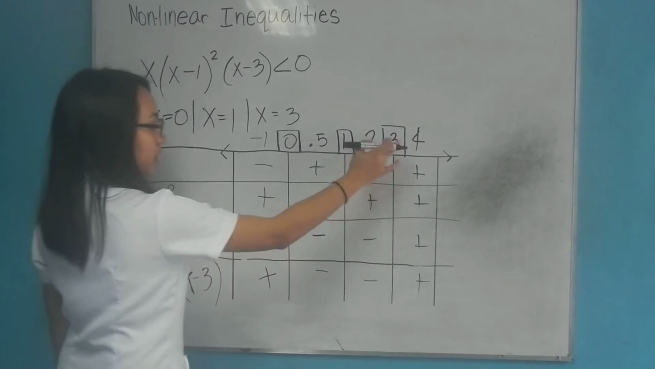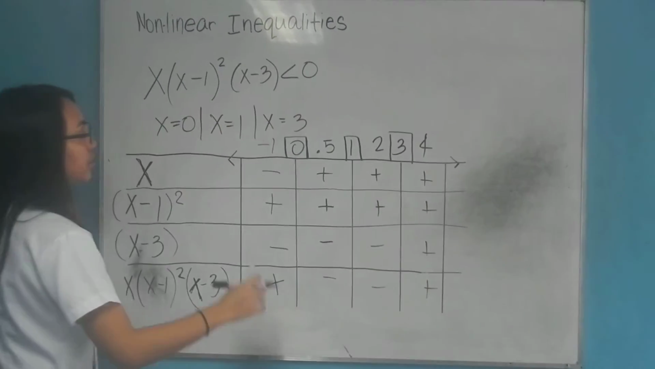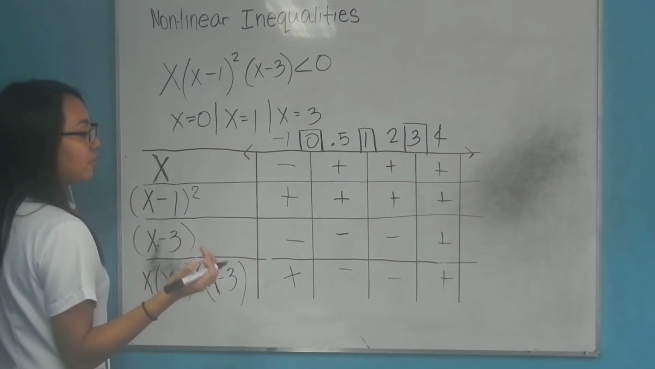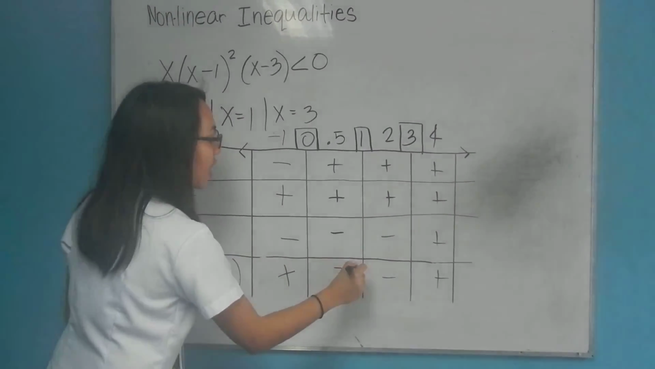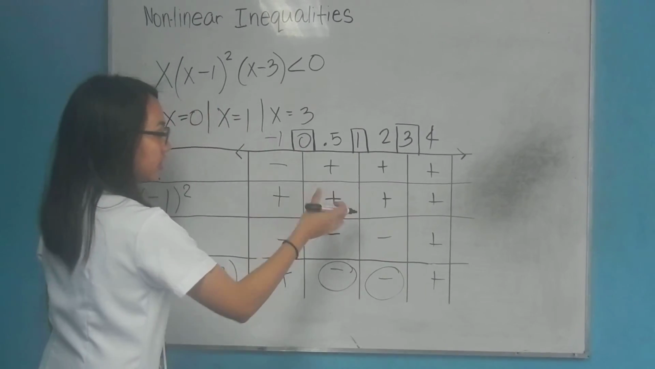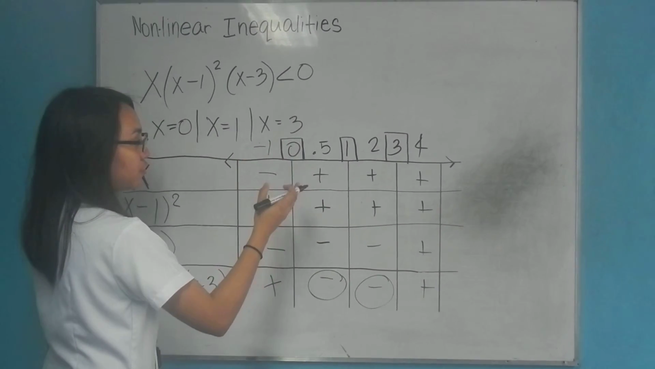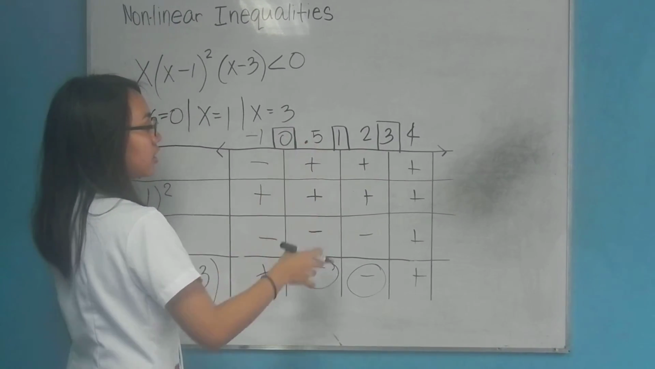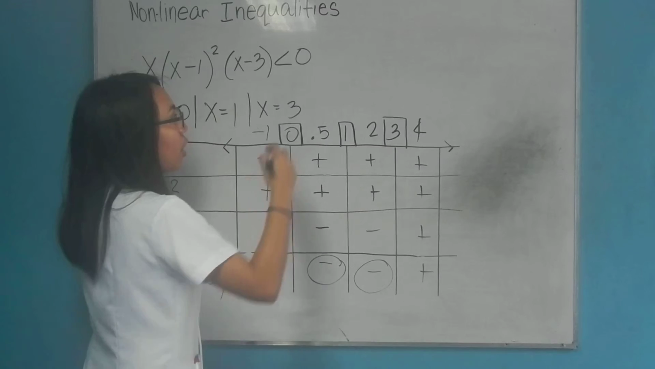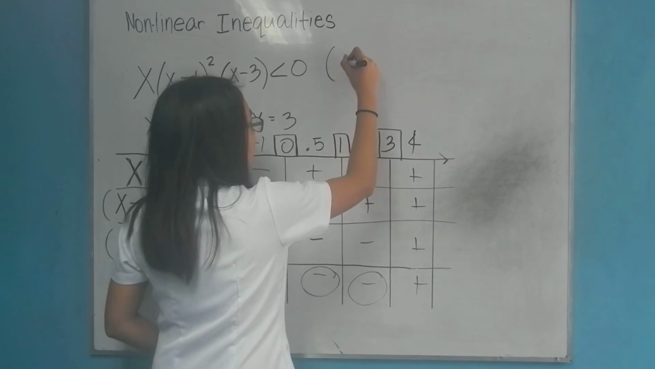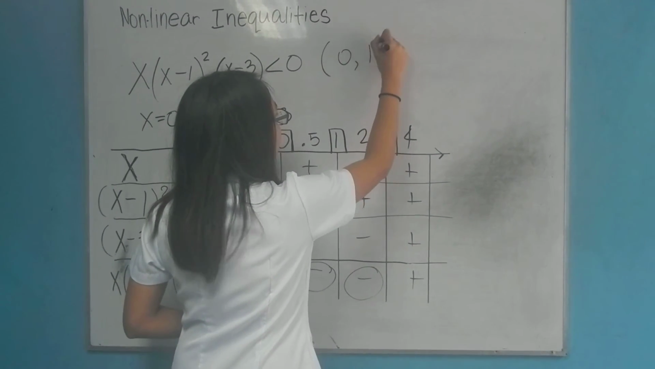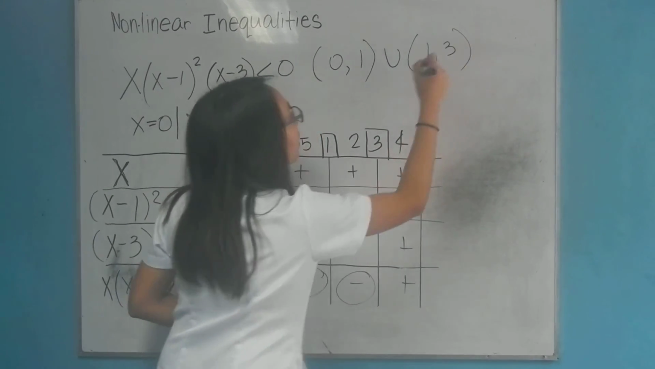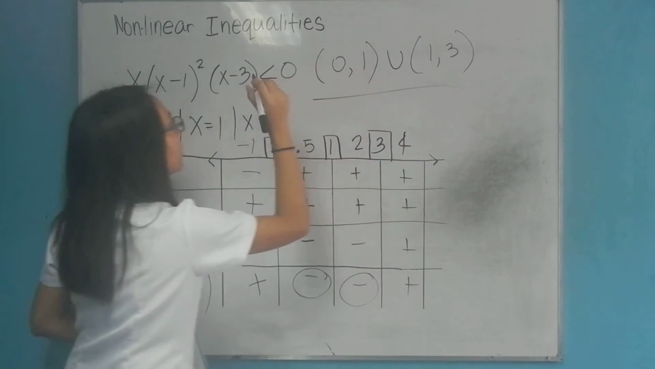And when we get all positives here, we also have a positive on the downside. So we're looking for a number less than 0, so we should have a negative number. As you see, we have two negative values here, which are 0.5 and 2. But 1 cannot be substituted since it is not less than 0. So we write this as 0, 1, union with 1, 3. So that is the answer to this inequality.